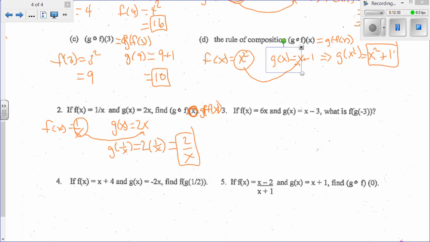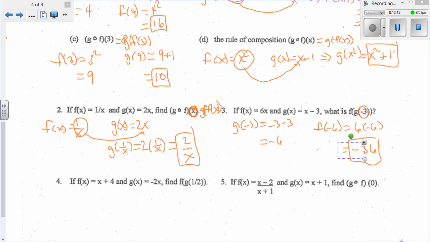For number 3, if f of x is equal to 6x and g of x is equal to x minus 3, what is f of g of negative 3? I have negative 3 here. That means I'm going to have a numerical answer. And g is on the inside, so I'm going to start with g first. So I'm going to find g of negative 3 equals negative 3 minus 3, which is negative 6. Then I'm going to take negative 6 and put it into f wherever I see an x. So I have 6 times negative 6. So my answer is negative 36.